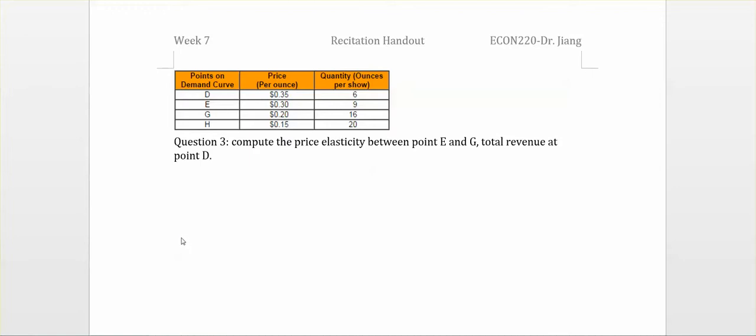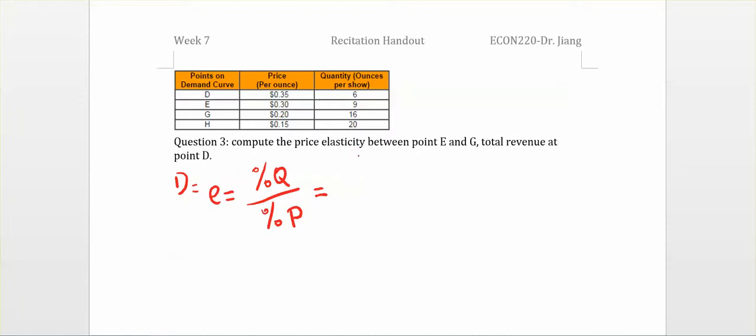So question number 3: compute the price elasticity between point E and G and the total revenue at point D. So that is actually 2 questions. The first is to calculate price elasticity. In order to calculate the price elasticity, you need to refer to the formula. It is the percentage change of quantity divided by the percentage change of the price, and again we will use the average point as our denominator.